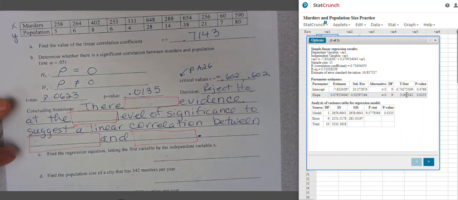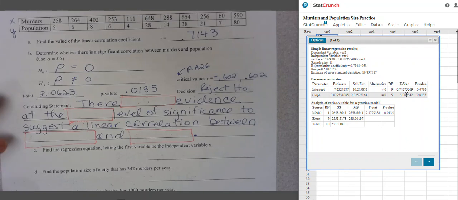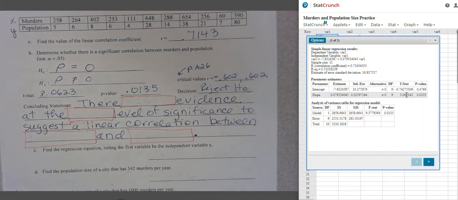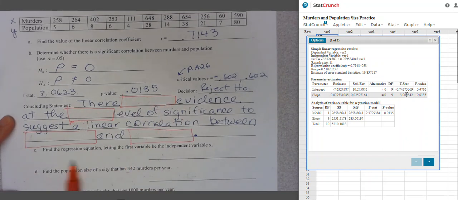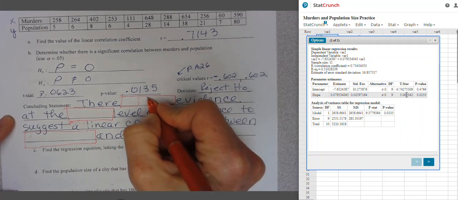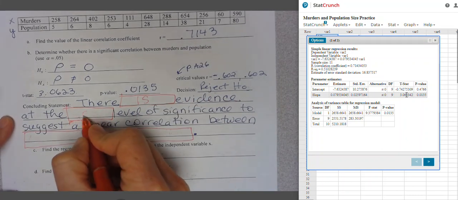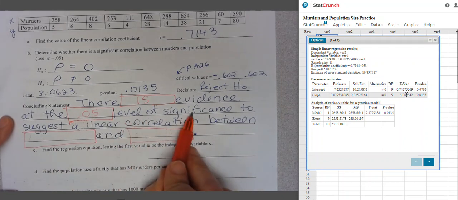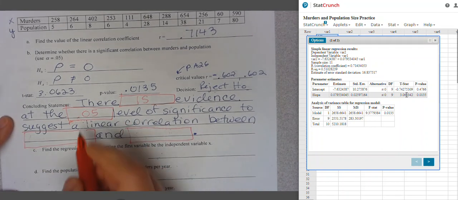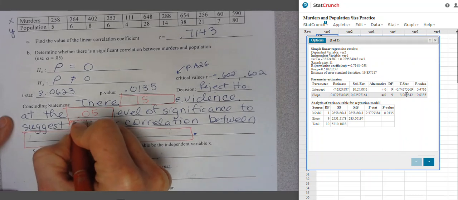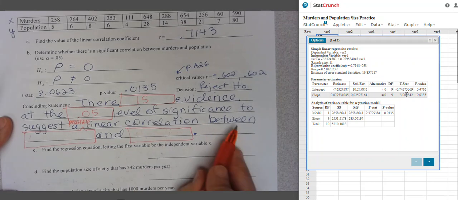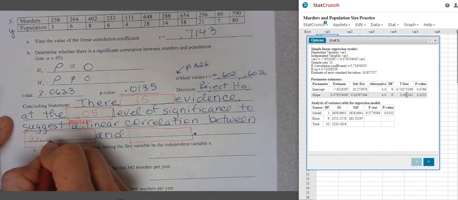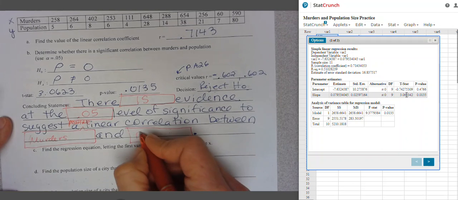What does that mean? What's our concluding statement then about correlation? So what we would say is, we would either say there is evidence or there is not evidence. And this is the same for every problem that you'll do. There is evidence at the 0.05 level of significance to suggest, I need to add the word here, a positive linear correlation between murders and population.